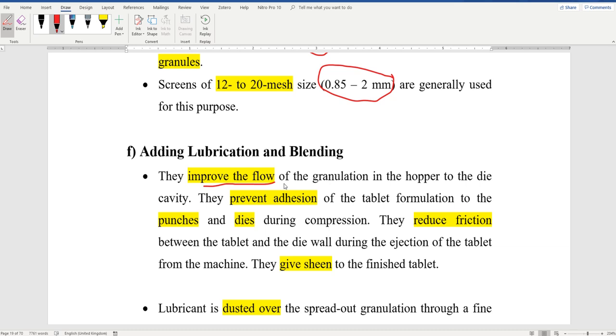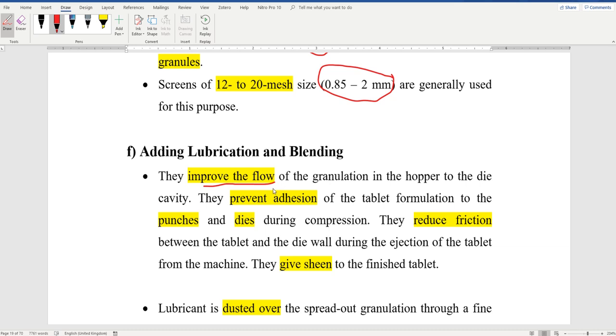the formulation in the hopper, okay, because you take the formulation to the hopper. From the hopper, where does it go? It goes to the hopper shoe. From the hopper shoe, where will it go? It will go to the die cavity. So in order for the formulation to flow easily into the die cavity, you need your formulation to have excellent flow. That's why you will need to add glidant.